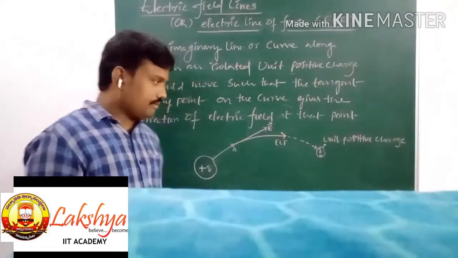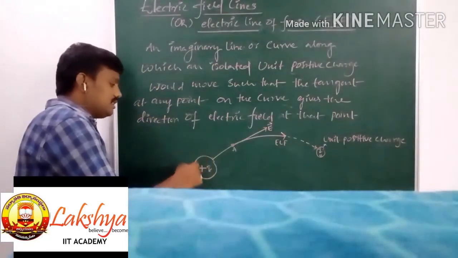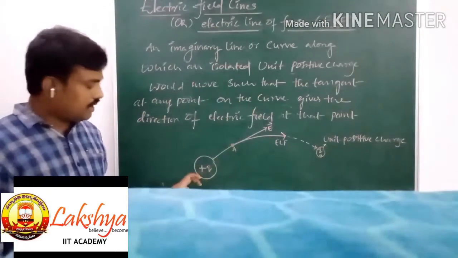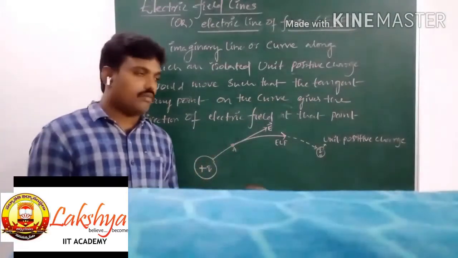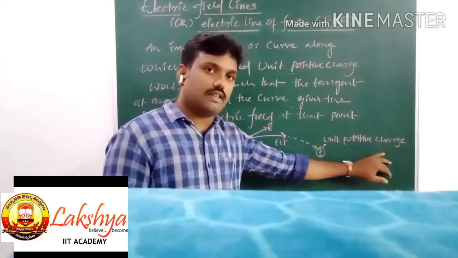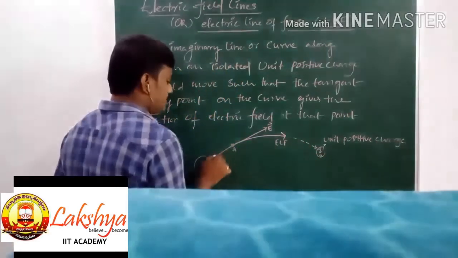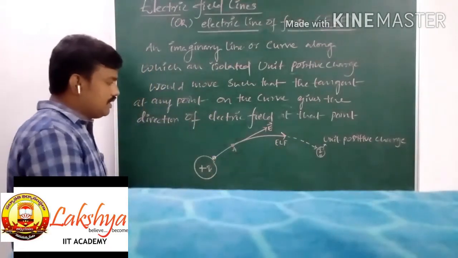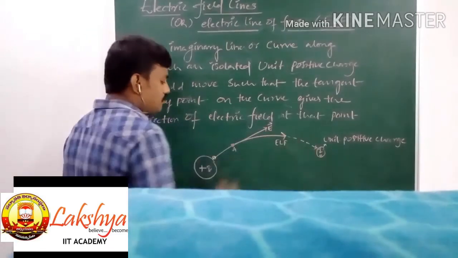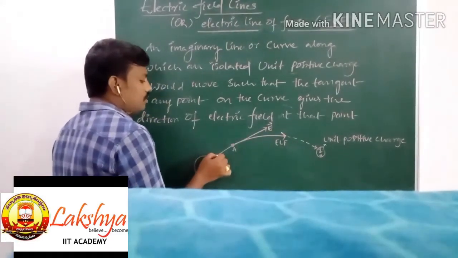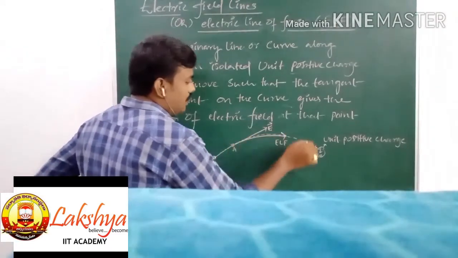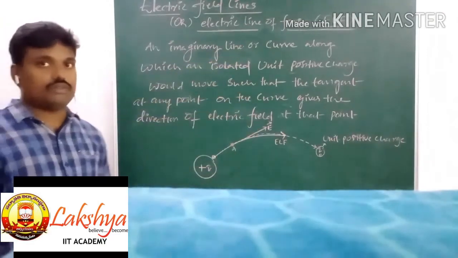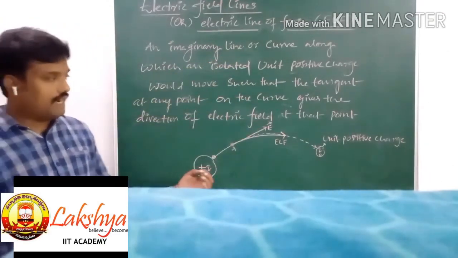Let me explain once again. We take a charged particle, plus Q, and we want to visualize its electric field. For that purpose, I take another unit positive charge and place it at this particular point. When I place it nearby, some repulsion automatically exists, and as it is free to move, it follows a path like this. This particular path is said to be an electric line of force, and this path has some identity.